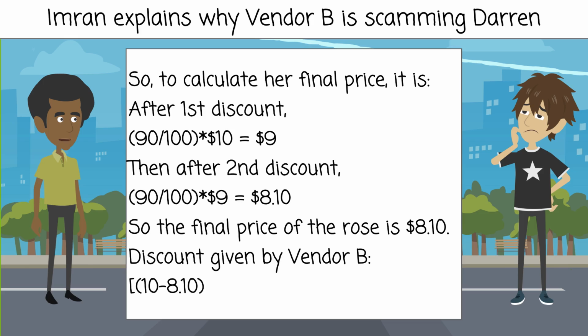The discount given by vendor B can be calculated by taking the difference between the original price of the rose, which is $10, and the final price of the rose, which is $8.10, divided by the original price of the rose, which is $10, multiplied by 100%. This gives 19%, not 20%.